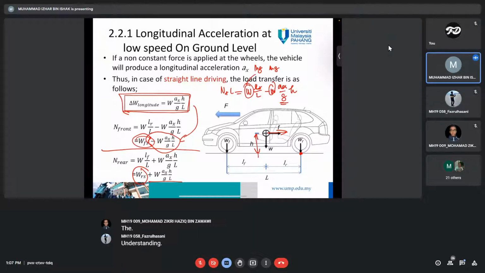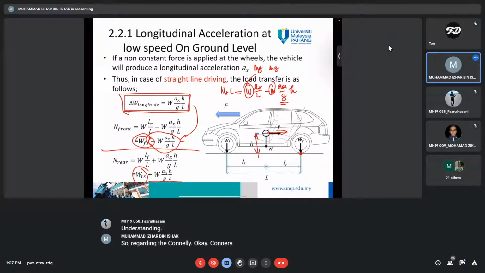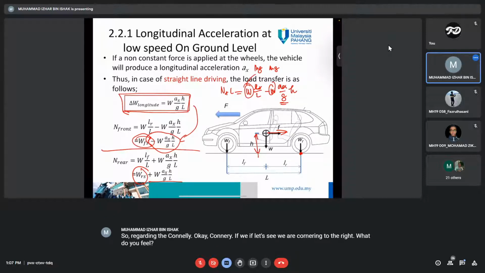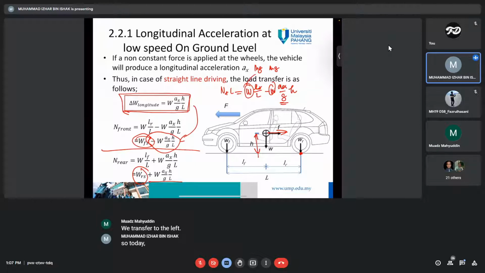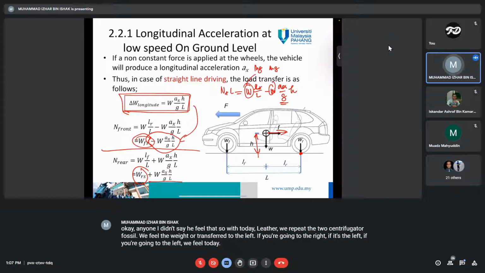Okay, so regarding cornering. If let's say we are cornering to the right, what do you feel? We feel the weight transfer to the left. Does anyone feel it is wrong? We feel the centrifugal force, and the weight transfers to the left. If you go into the right, we feel to the left. If you go into the left, the weight changes to the right.